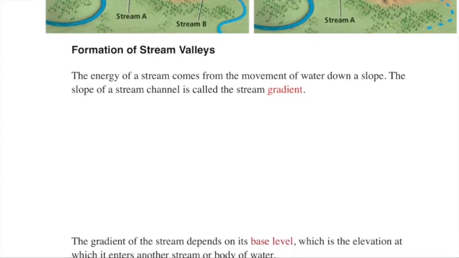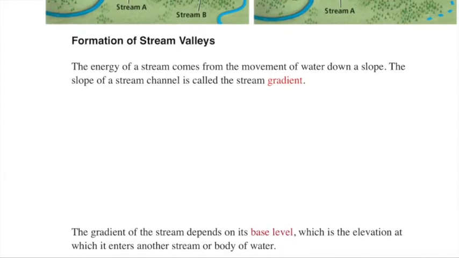So these stream valleys have a lot to do with energy. The energy of the water, what makes the water push, has a lot to do with gravity. As it's falling down a steep slope, it's going to have a faster speed. As it goes into a more gradual slope, it's going to have a slower speed. And that stream slope is called the gradient.